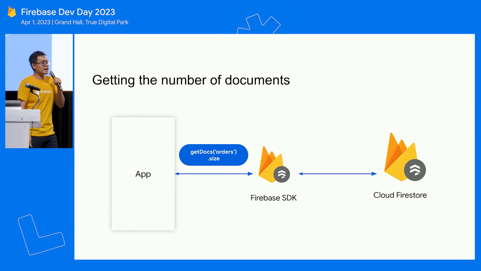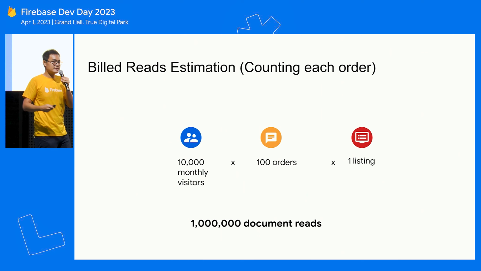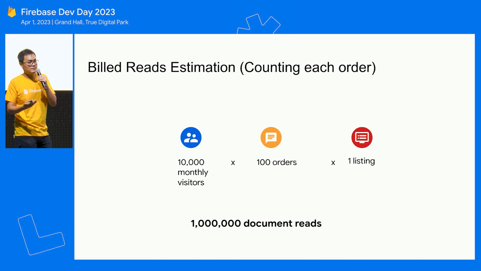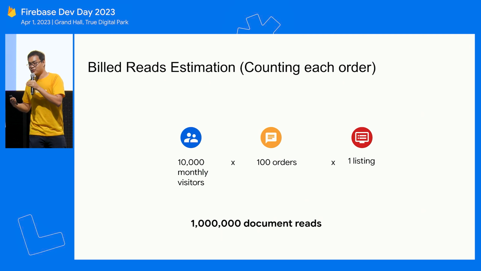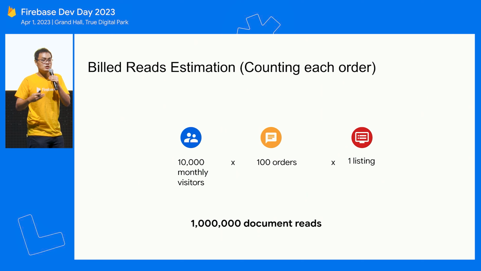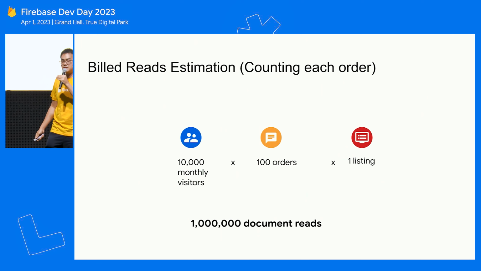So let's take a look at the performance impact in terms of cost here. Let's say 10,000 users are accessing the same Shopee item listing just now. Pretend I didn't say Shopee. And there are 100 orders made to that particular item, right? It will cost you 1 million document reads just to load that particular page.